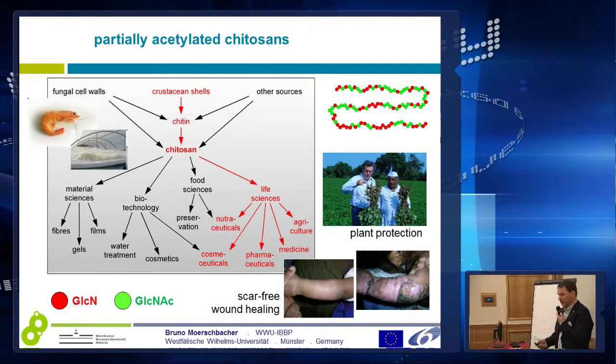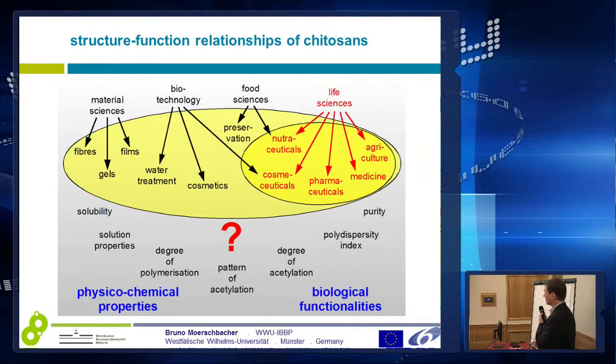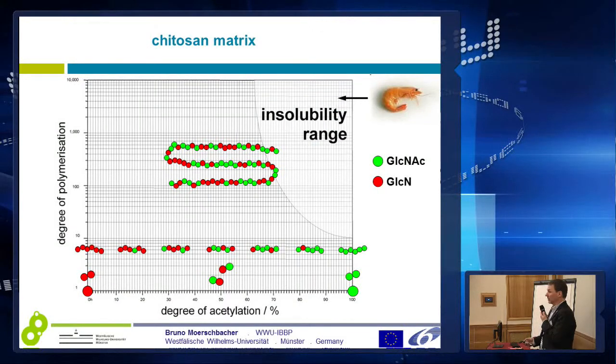When we started to think about structure-function relationships, we first decided to concentrate on the degree of polymerization and the degree of acetylation, and their influence on the physical-chemical properties on the one hand, and on the biological functionalities on the other hand. Degree of polymerization means the number of units involved in the molecule. So in this two-dimensional chitosan matrix, you have the degree of polymerization here, where we start with monomers, then oligomers, small polymers, and large polymers.